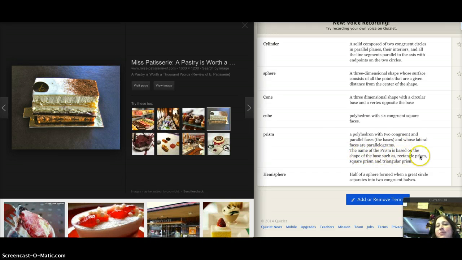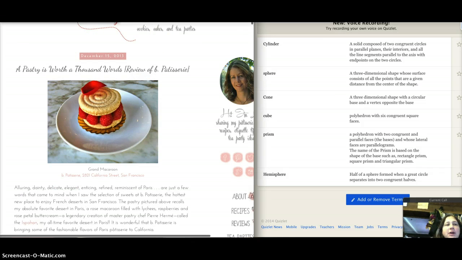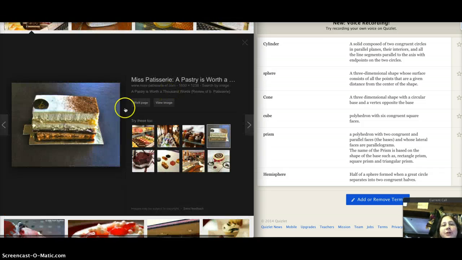The name of the prism is based on the shape of the base, and the base would be on these sides, not along the edge here, but on this edge, and the shape is a square, so this would be a square prism. If the shape was a rectangle, it would be a rectangular prism, and if it was a triangle, it would look like a prism that you would use, for example, to send light through and make a rainbow.